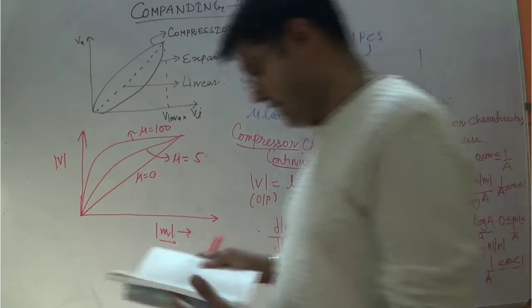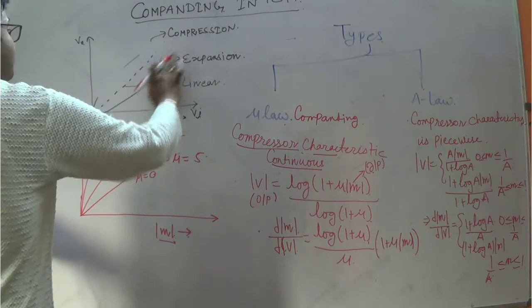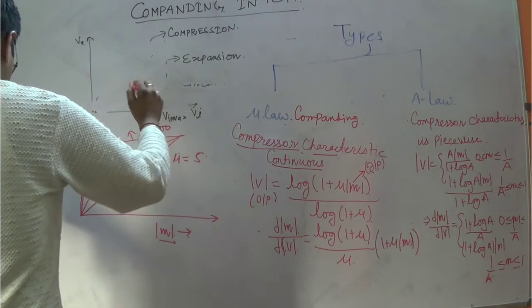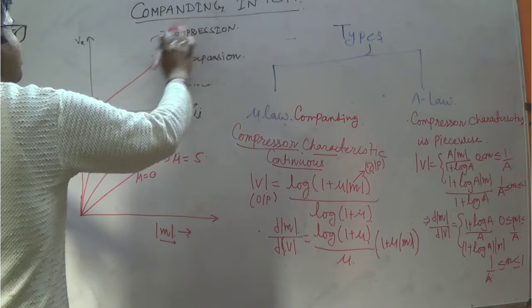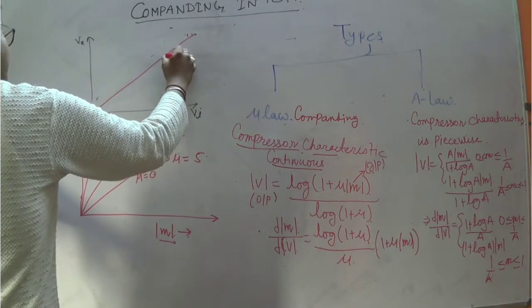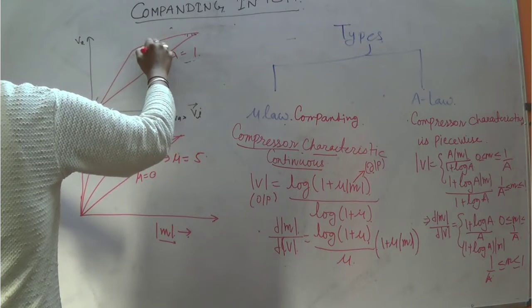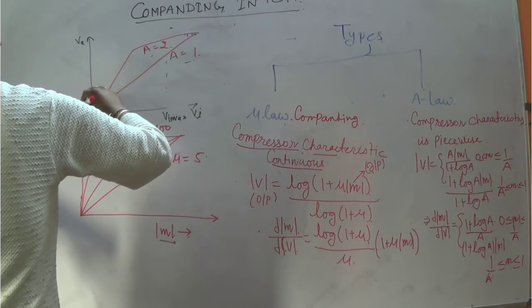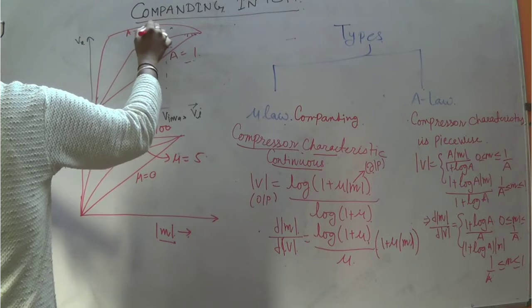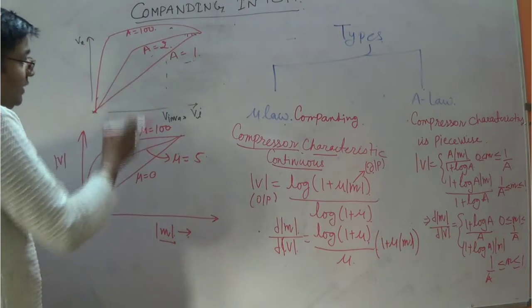Now the next one is A law. Whenever we say A law, I will draw it over there. So the linear characteristics will be shown like this. When A equals 1, A equals 2, and when A equals 100, now you can see the changes in the curve itself.